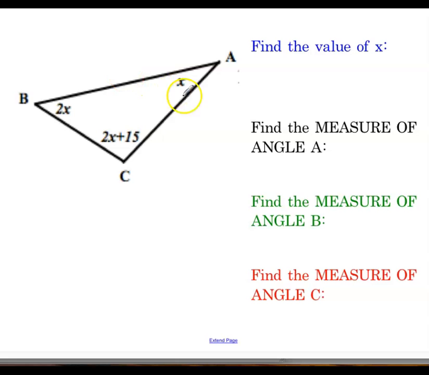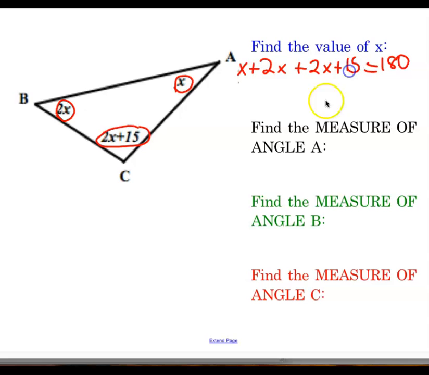The last concept I want to review is very similar to what you did yesterday, except now you're finding the three angles. So first you need to find the value of x. So we always set our equation, triangles are equal to 180 degrees. We are going to set our equation. So we have x plus 2x plus 2x plus 15 has to equal 180. X plus 2x is 3x, plus 2x is 5x. We have 5x plus 15 equals 180.